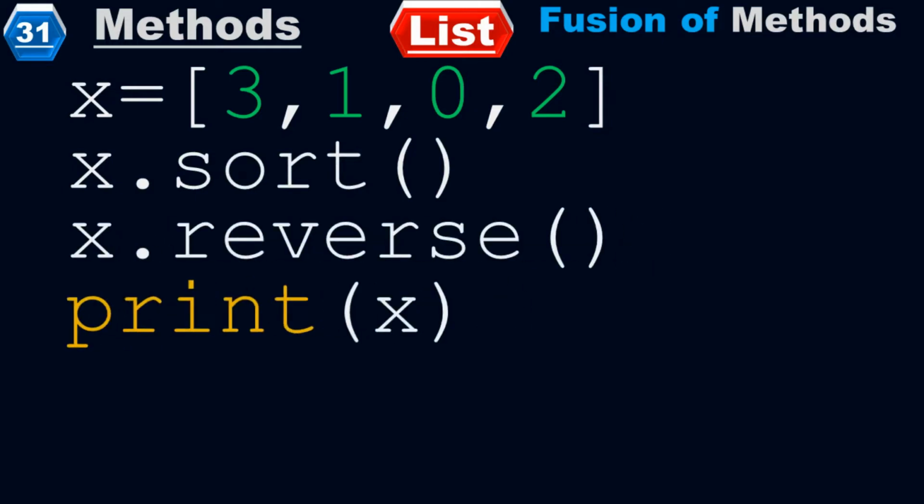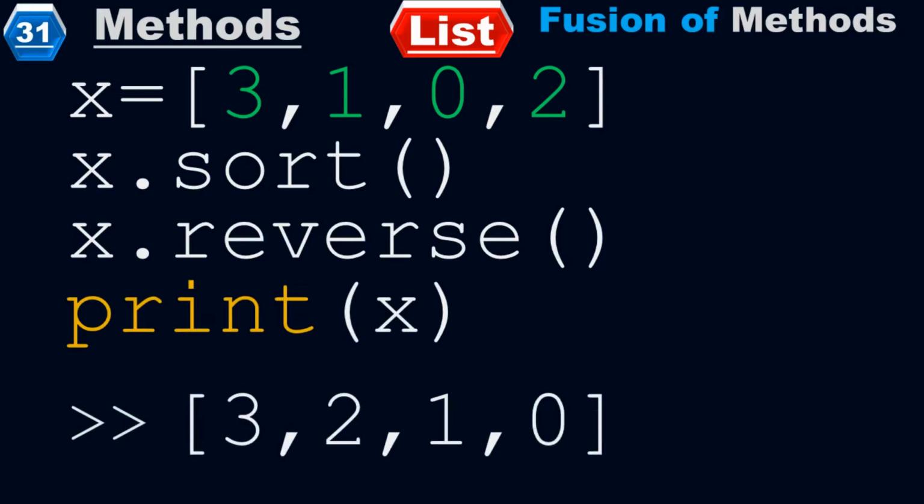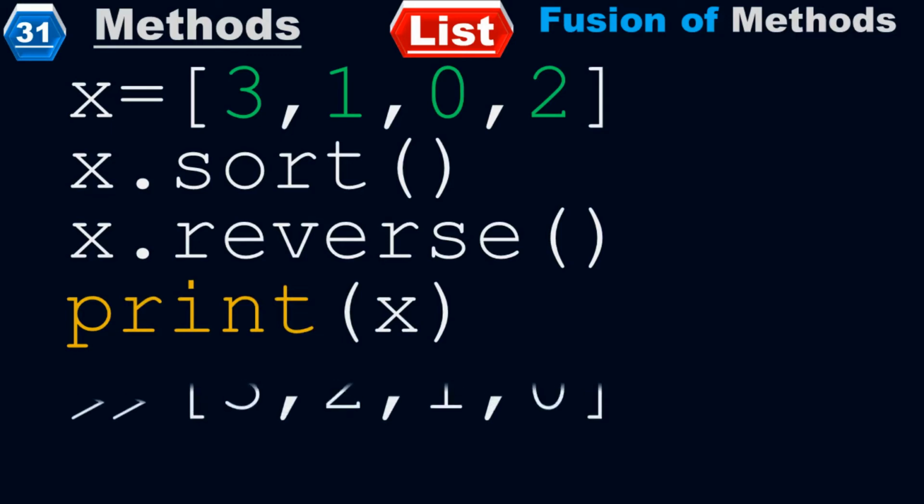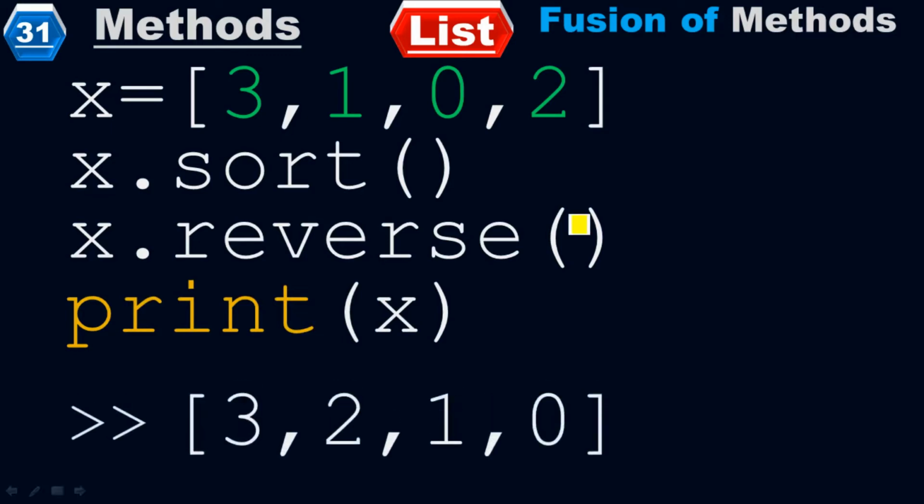When you take the print of X, you will get everything in reverse form. 3, 2, 1, 0. You will get this output. Look here, we have used two methods, the sort method and the reverse method. So it is the fusion of the sort method and the reverse method. We have used the sort function and the reverse function.